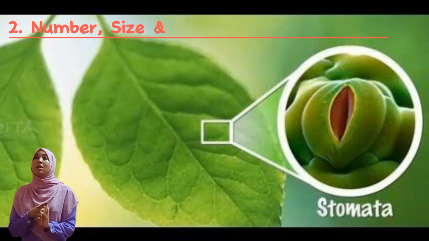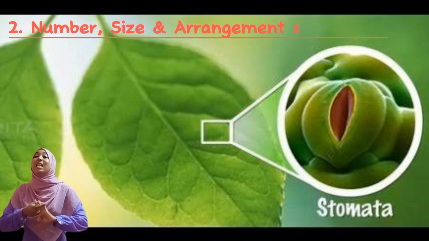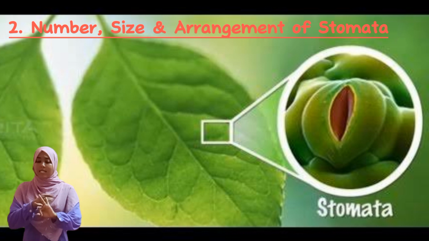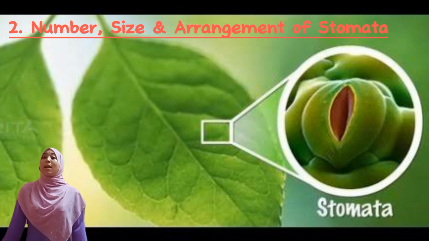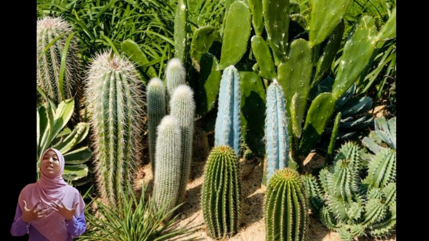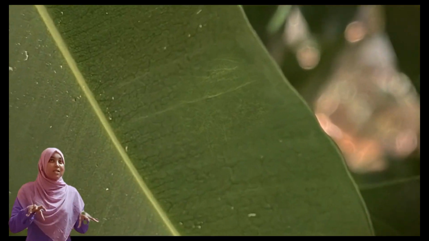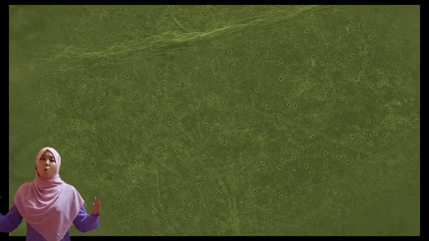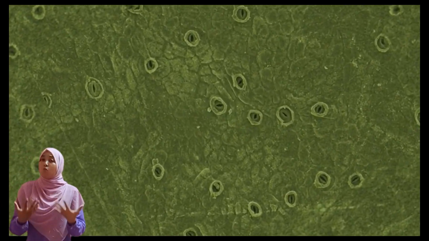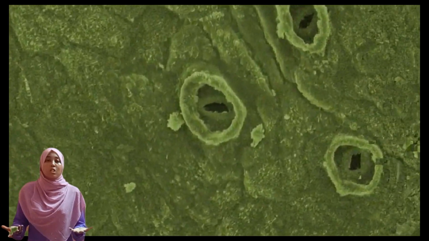We are going to discuss the size of the stomata and the location of the stomata. So let's start with the number and size. Plants that grow in areas that have scarcity of water are going to have fewer stomata that are smaller in size. And this, of course, is just common sense. Why? To reduce the amount of water vapor that is lost through transpiration.